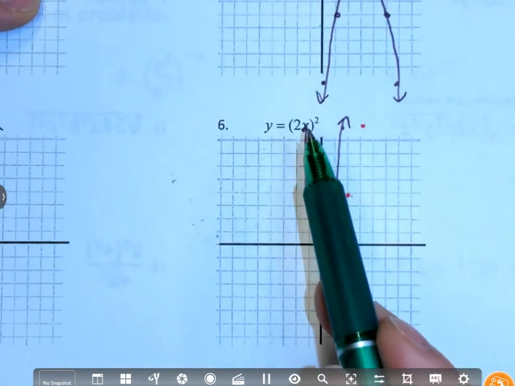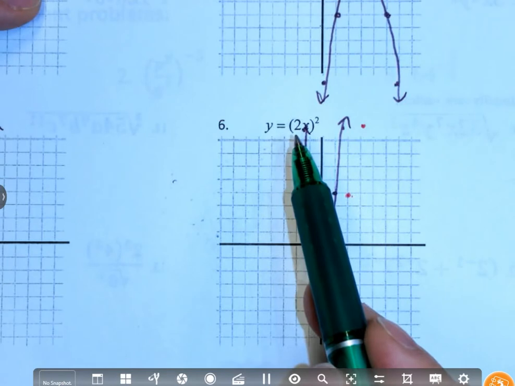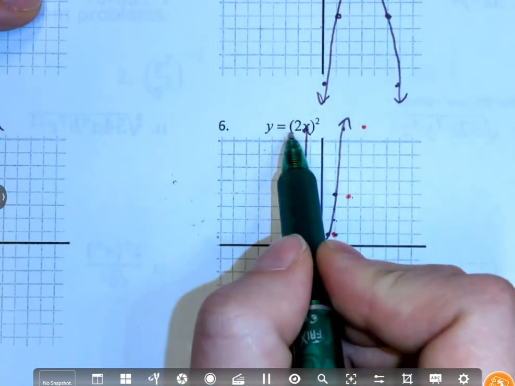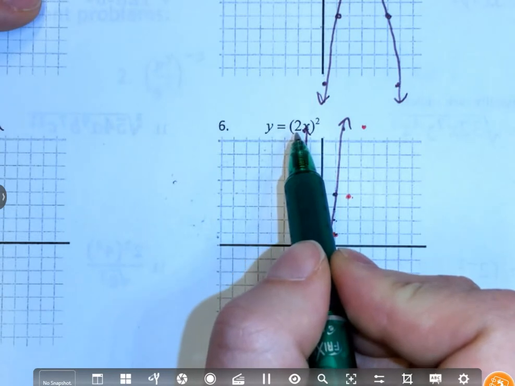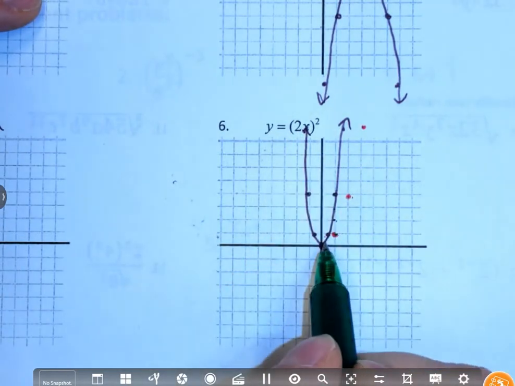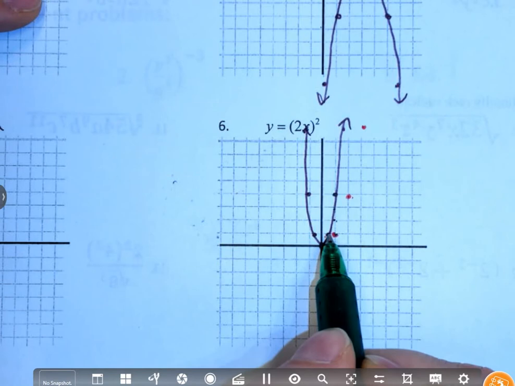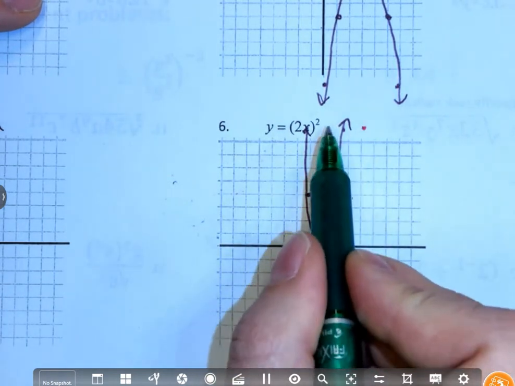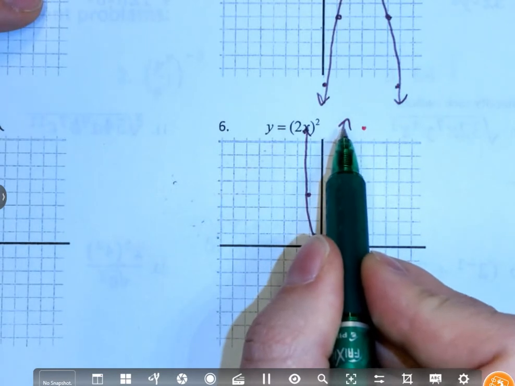Whereas on this one, the 2 inside affects left and right, and we do the opposite. The opposite of timesing by 2 is dividing by 2. So instead of over 1, I'm over a half. Instead of out 2, I'm out 1. Instead of out 3, I'm out 1.5.